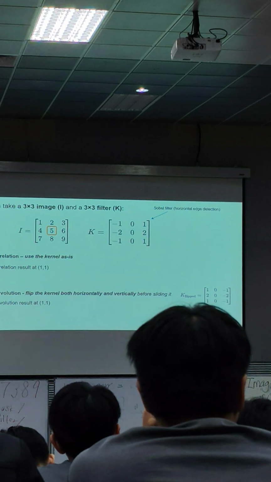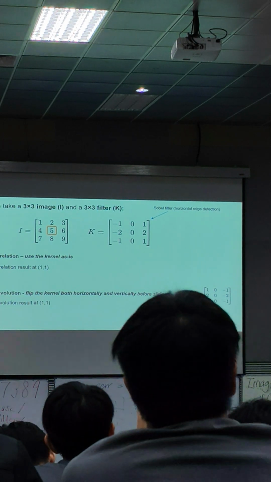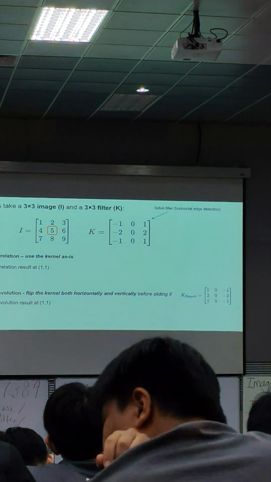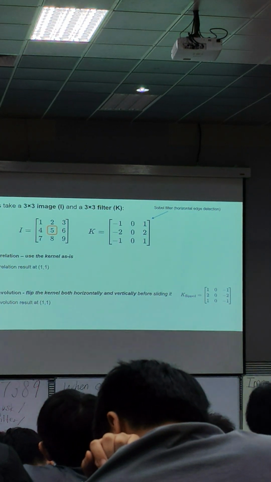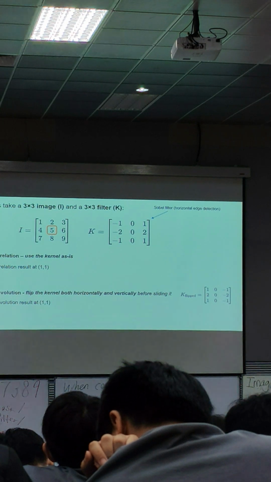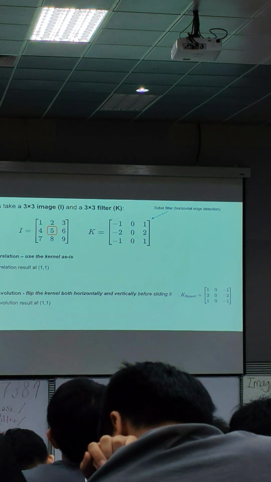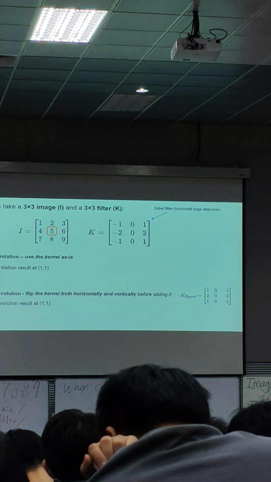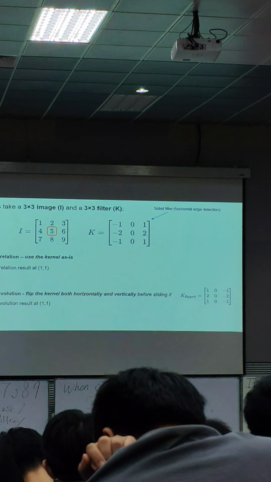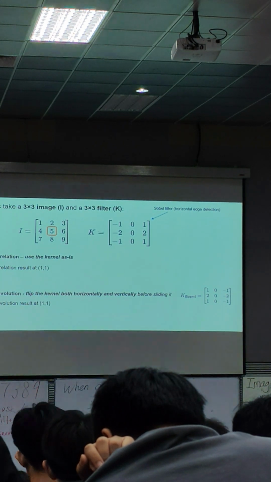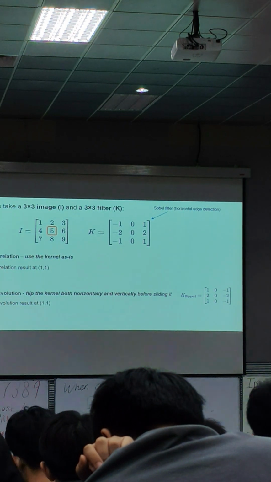This area is my image. So I have 1, 2, 3. I have 1, 2, 4, 5. That's it. Outside, zero padding, zero padding, zero padding, zero padding. Answer? 5, 9.